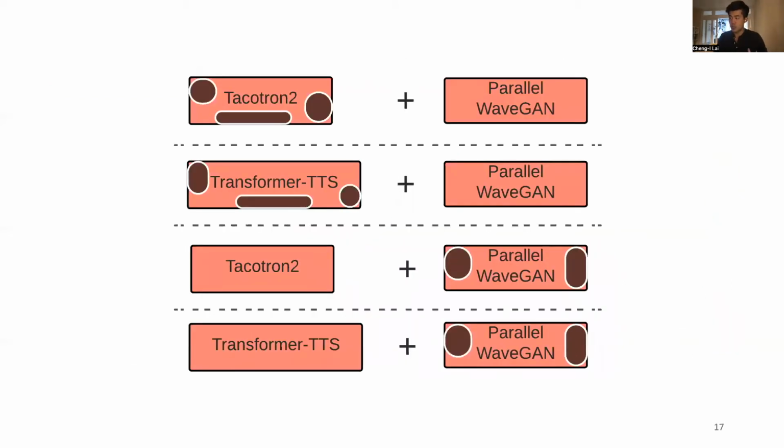So we're going to use these 2 pruning algorithms to prune the 3 models we mentioned before. There are 4 model combinations: pruned Tacotron 2 or pruned Transformer TTS paired with an unpruned Parallel WaveGAN, or an unpruned Tacotron 2 or an unpruned Transformer TTS paired with a pruned Parallel WaveGAN. So there are 4 combinations for our experiments.